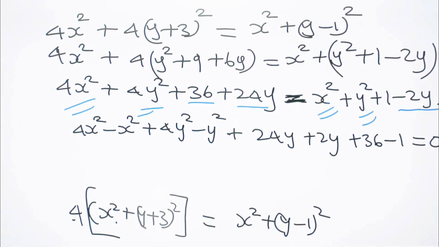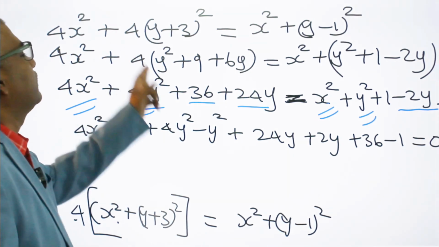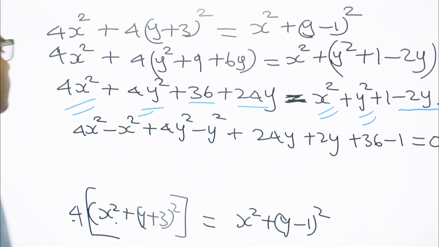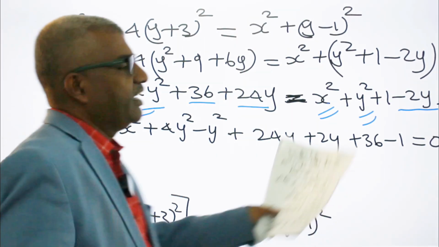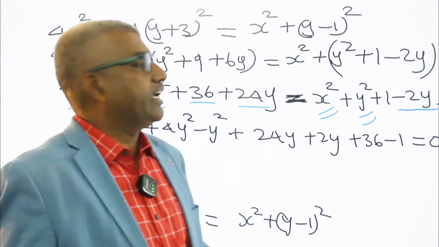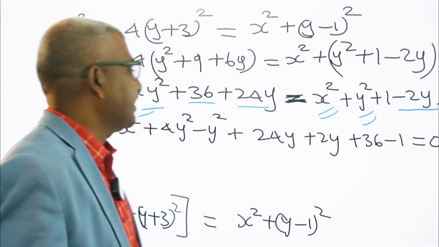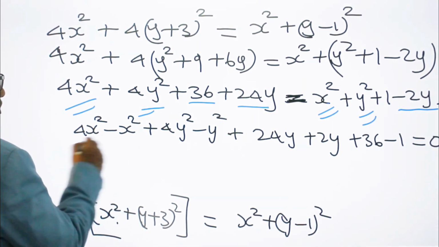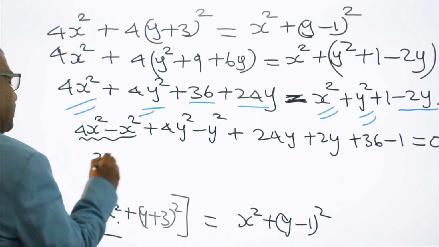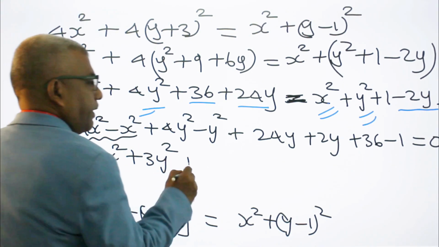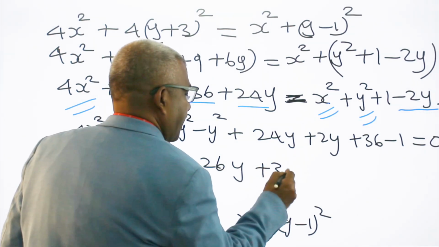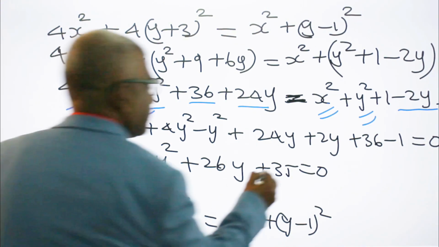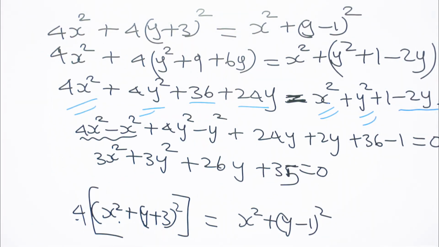Copy down until now. (y plus 3) whole squared is y squared plus 9 plus 6y. (y minus 1) whole squared is y squared plus 1 minus 2y. I just expanded, then I am rearranging, bringing the right side components to the left hand side, combining the like terms. So it will become 3x squared plus 3y squared plus 26y plus 35 is equal to 0.